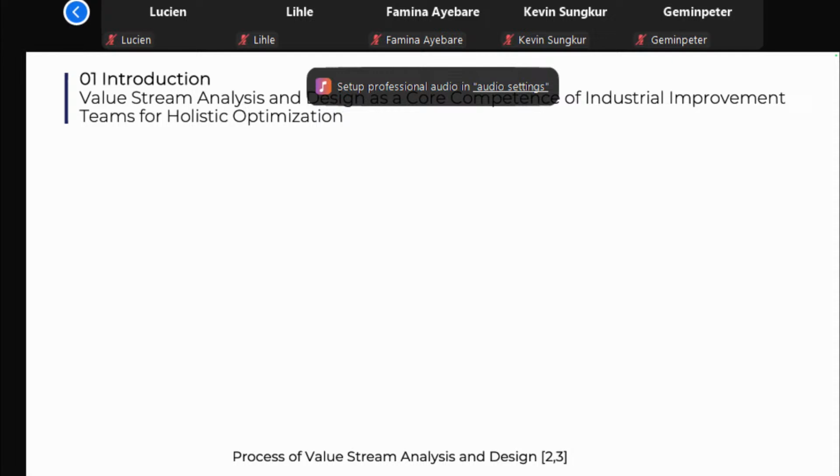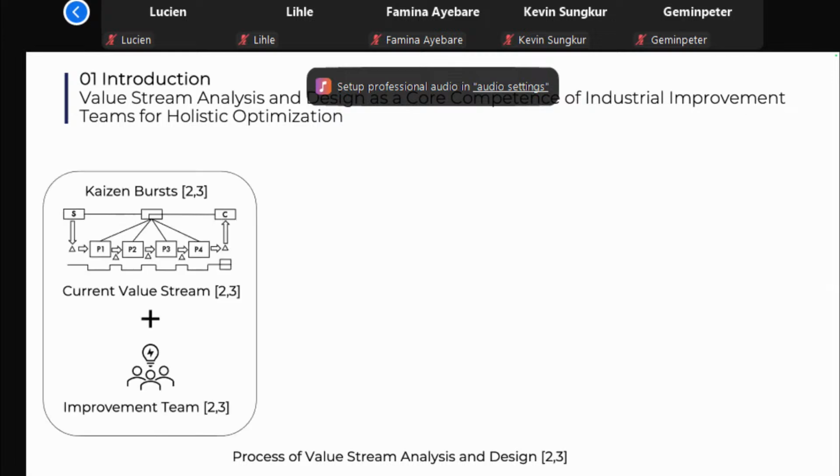These end-to-end value streams are a core component of industrial improvement in a method called value stream analysis and design, known from lean management. Within this method, initially an improvement team is formed and decides on a product or product family. Then it's visualizing these value streams or production systems with standardized value stream elements. Subsequently, different forms of waste in the material flow or in the information flow are highlighted with so-called Kaizen bursts.